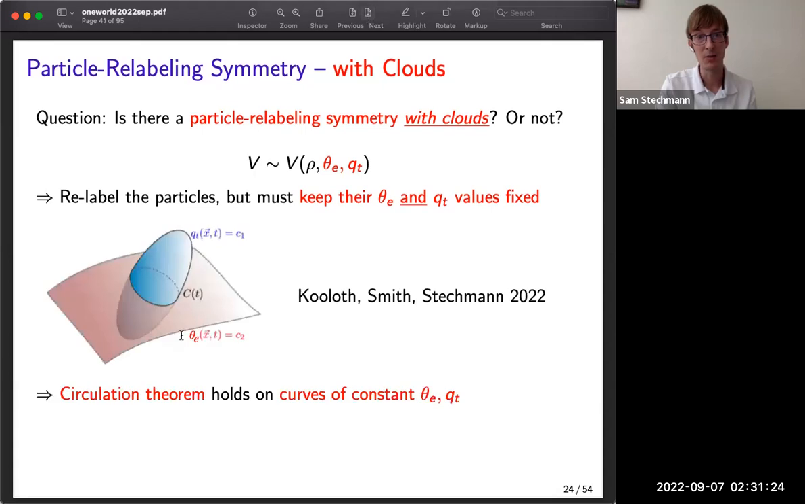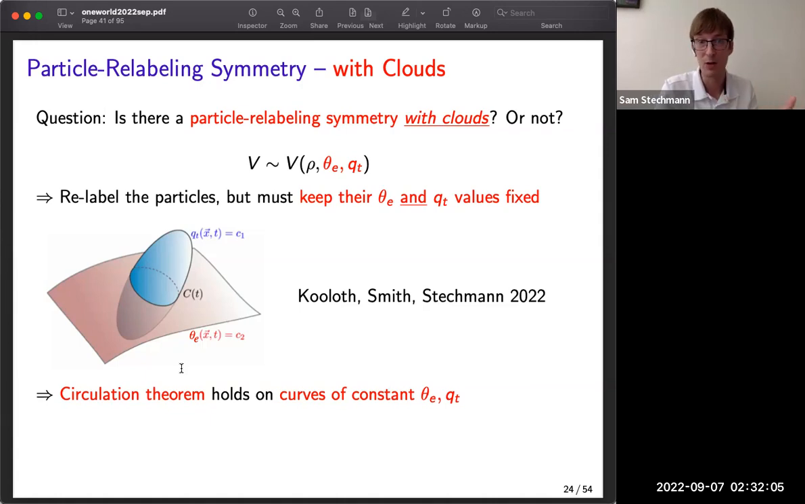And so the picture is now this type of picture. I have my surface of constant theta E as before, but now I need to bring in a surface of constant QT. And it's their intersection where their theta E and QT values would stay fixed for this ring of particles for all times, because these are conserved material invariants as we propagate around in the fluid. This was work with Leslie Smith and a PhD student, Parvati Kulas. And so you do indeed get a particle relabeling symmetry.